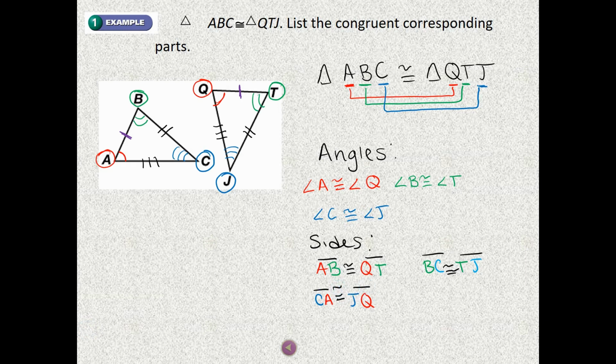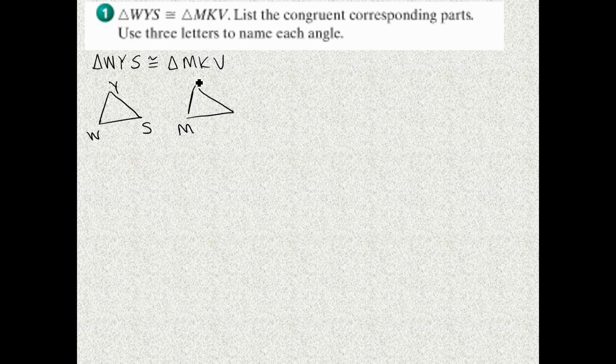In this example, it says the triangle WYS is congruent to triangle MKV, and you need to list the corresponding congruent parts. So the first thing is, since we are not given the picture, we should draw the picture. So I'm going to draw triangle WYS and triangle MKV.